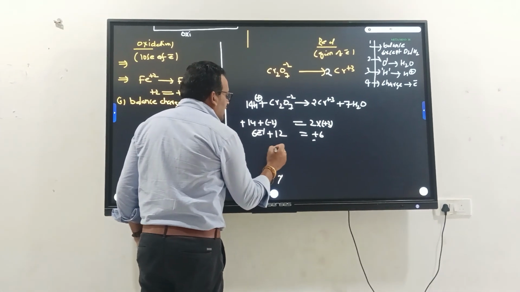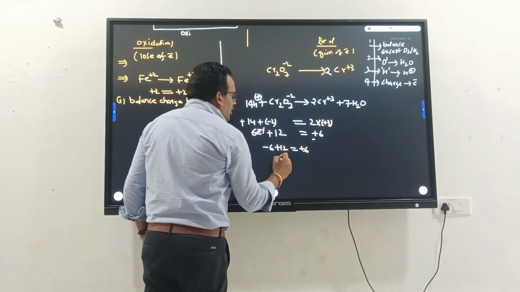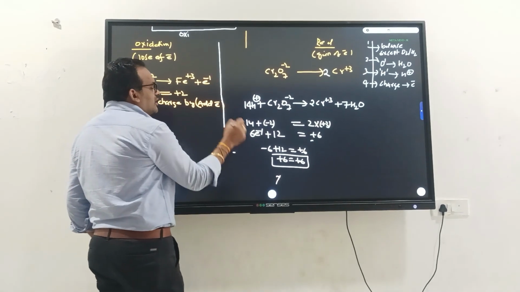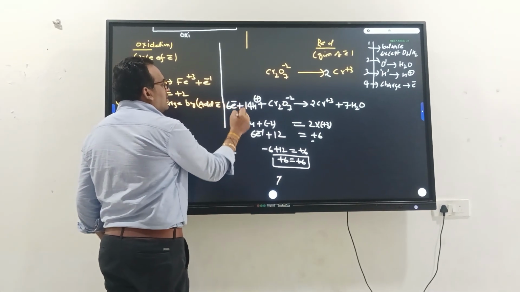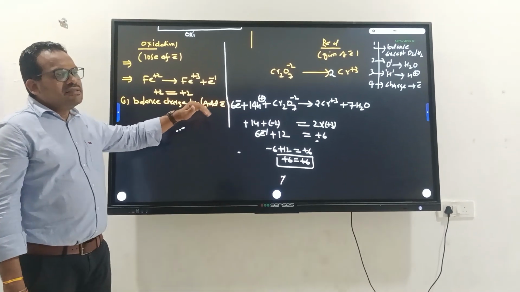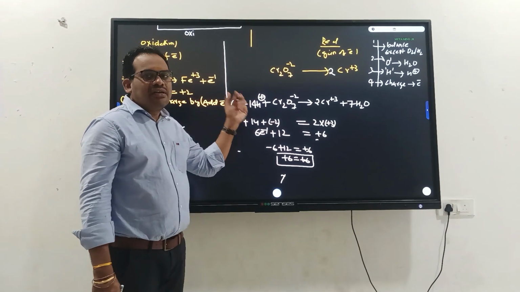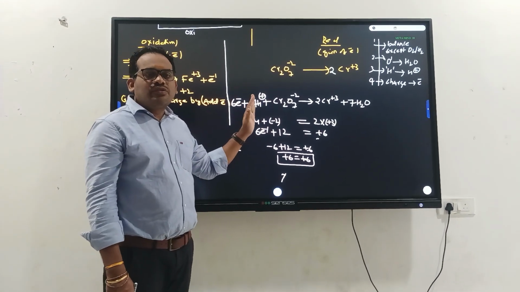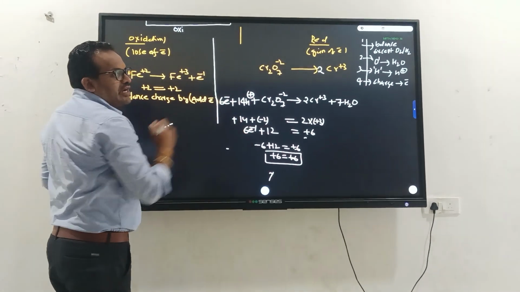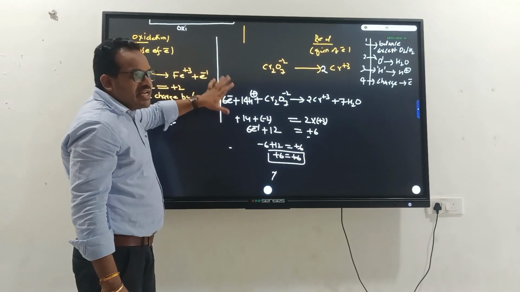So now what is the charge here? Minus 6 plus 12 is equal to plus 6. Now plus 6 is equal to plus 6. Is it clear, children? So 6 electrons I have to add. This is a reduction reaction, gain of electrons. Gain of electrons you always write on the left side, and donation of electrons you write on the right side. This equation requires 6 electrons.